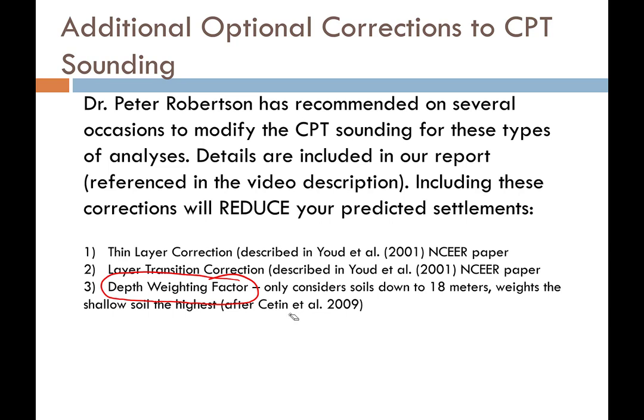So Cetin and others, in their modeling, observed that the depth at which the soil really begins to bridge is about 18 meters below the ground surface. Any settlements that occur below 18 meters, you won't see them on the ground surface because the soil bridges. So they use a weighting function where the closer you are to 18 meters, the less those settlements contribute to the settlements of the ground surface. And the closer you are to the ground surface, the more those settlements contribute to the settlements of the ground surface. So it's just a simple linear weighting function that you can read about in more detail in Cetin and others 2009.